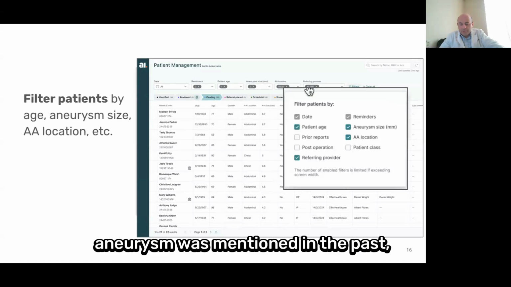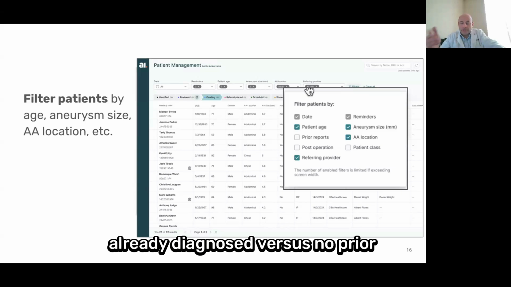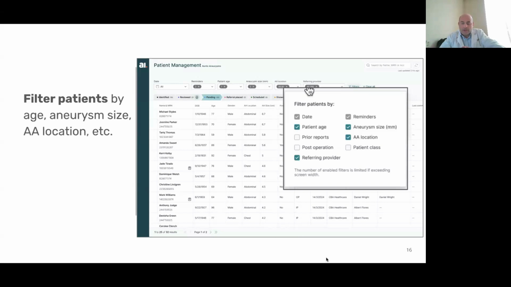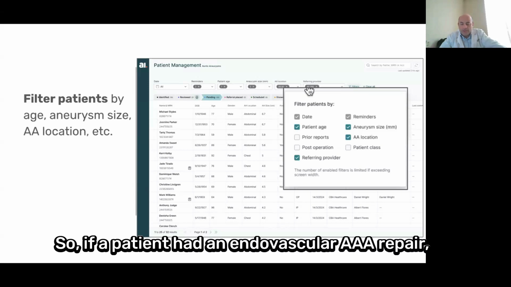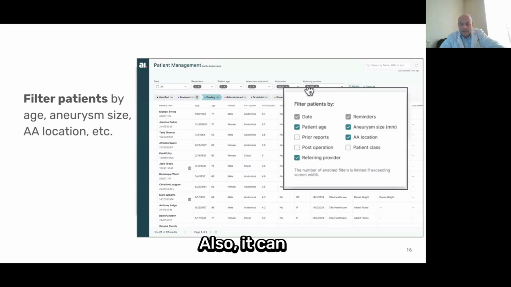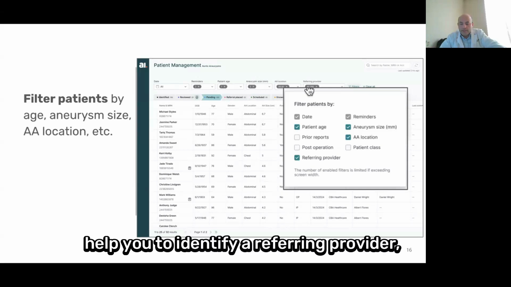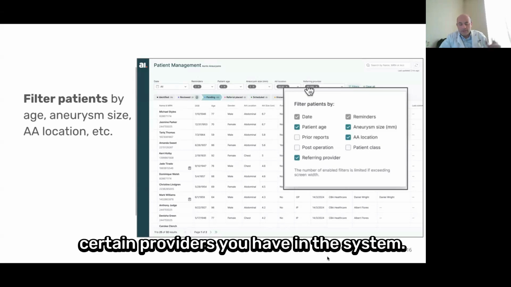So if the aneurysm was mentioned in the past, you can simultaneously see that it's been already diagnosed versus no prior studies in your system. Also, it can show you if the patient had any operation performed. So if a patient had endovascular AAA repair, it will sort it in a different category. And also it can help you to identify a referring provider, so you can see how many patients from certain provider you have in the system.